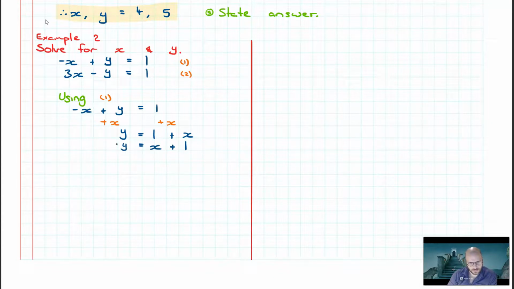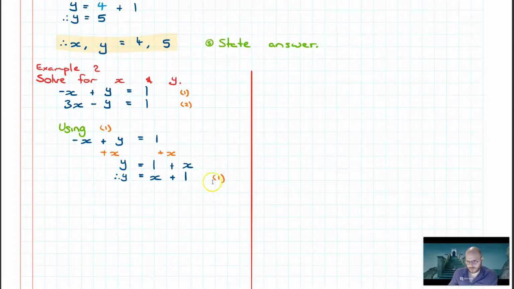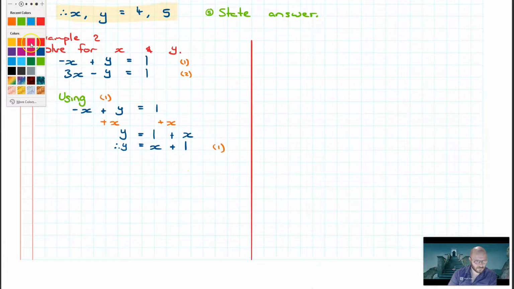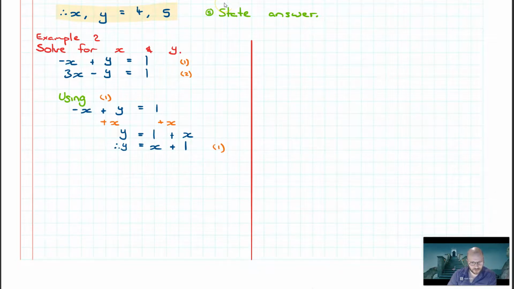So here's my updated version of equation 1. Still equation 1, just in a different form, the form we want to be working with here. Alright, now next step, I want to substitute equation 1 into equation 2.